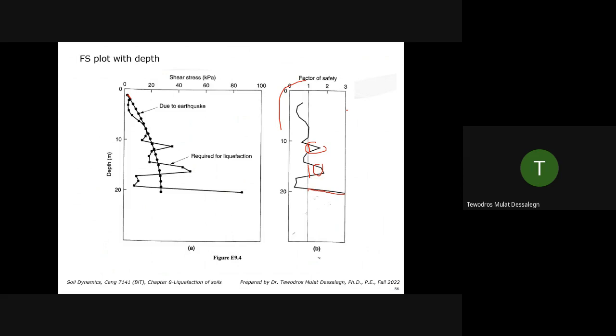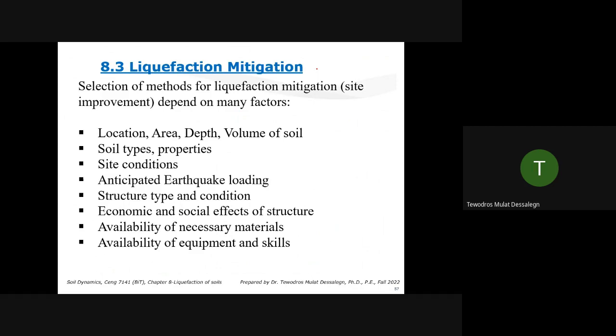That's the job of a geotechnical engineer. If you know there is liquefaction, then you'll do something about it: your recommendations, what to build, or mitigating the soil so it does not liquefy, things like that. That's where we come to liquefaction mitigation. If you know some soil layers liquefy, then we have to do something, or we should abandon the site.